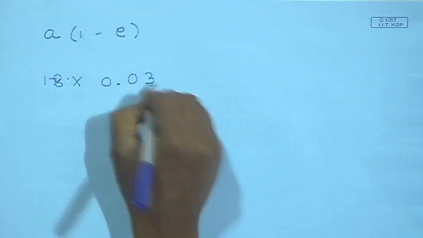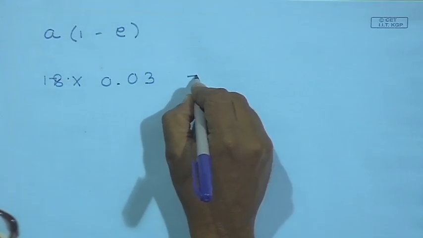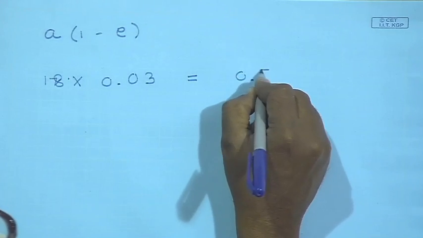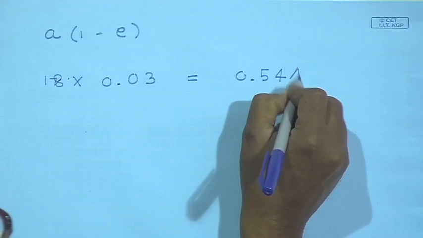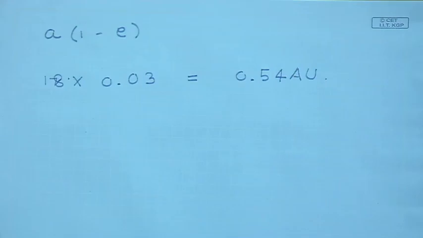0.03. So, it is 0.54 AU, which is just outside Mercury. It is within the orbit of Venus, but does not cross the orbit of Mercury. It cuts the orbit of Venus and goes in, but not the orbit of Mercury.